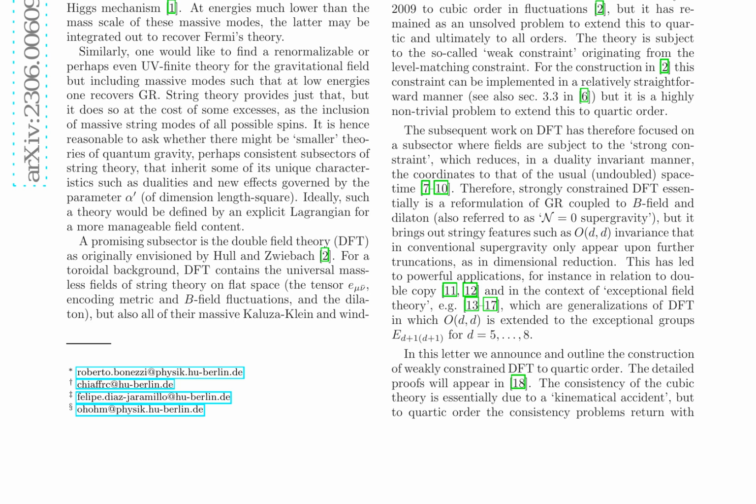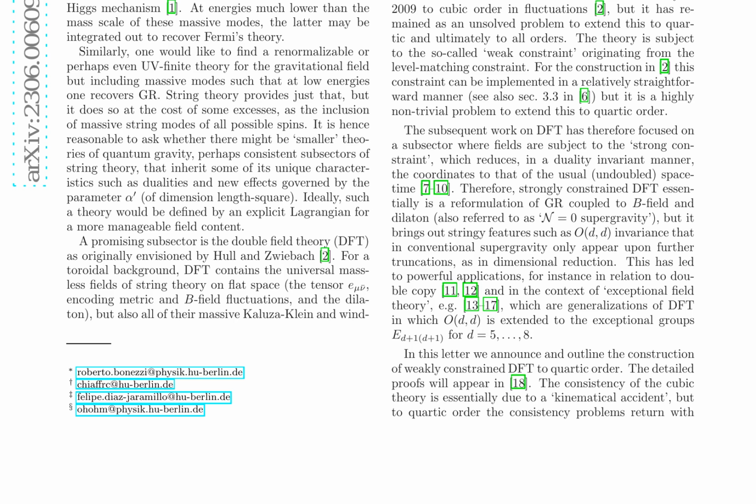The paper begins by reviewing the motivation for DFT, which aims to find a renormalizable or UV finite theory for the gravitational field, including massive modes, that recovers general relativity at low energies. DFT is a promising subsector of string theory that inherits some of its unique characteristics, such as dualities and new effects governed by the parameter alpha.